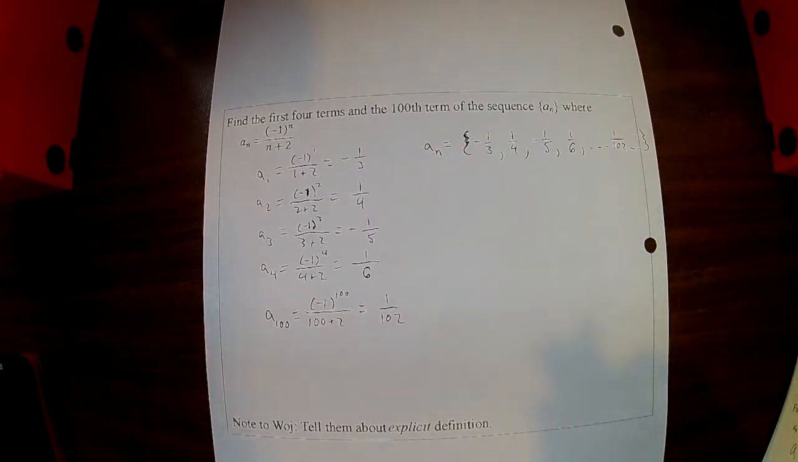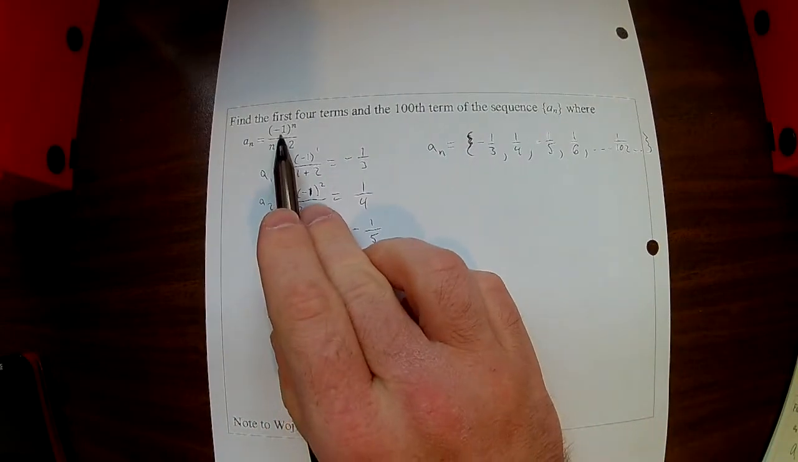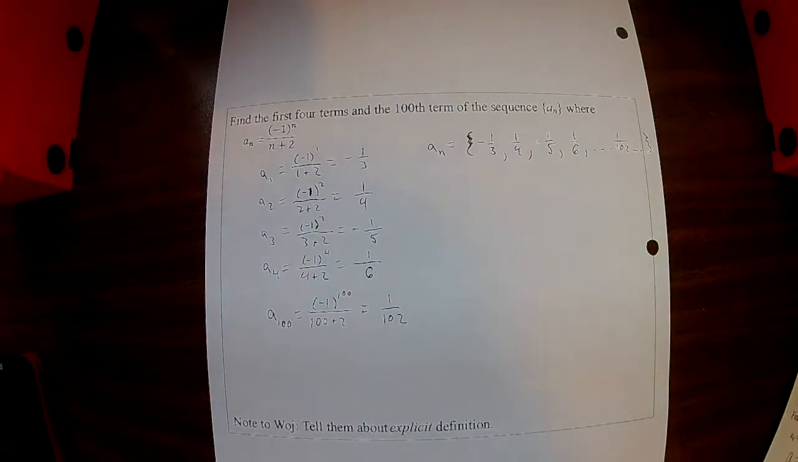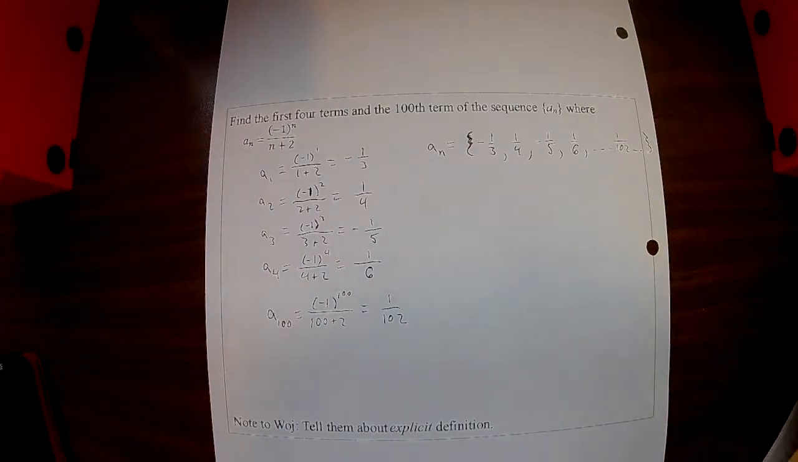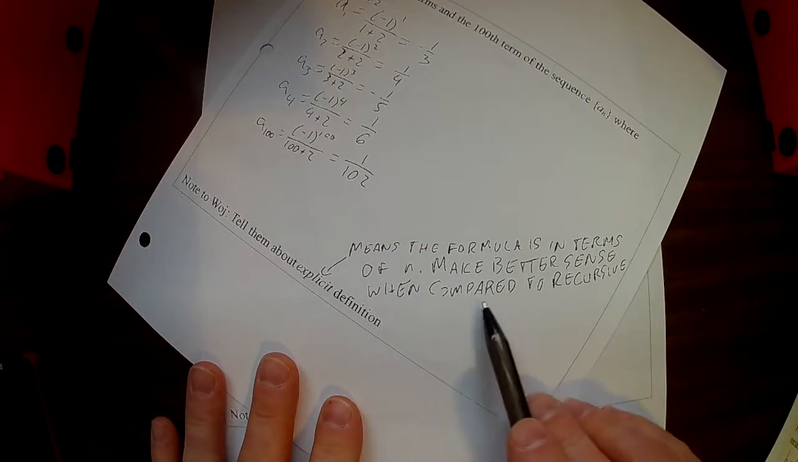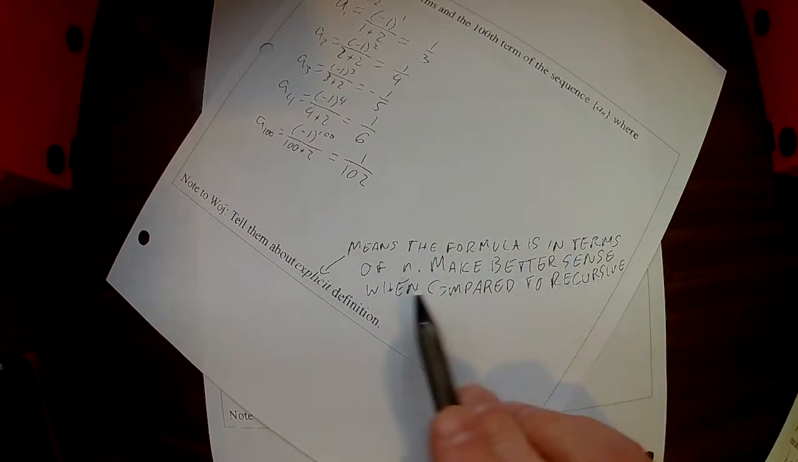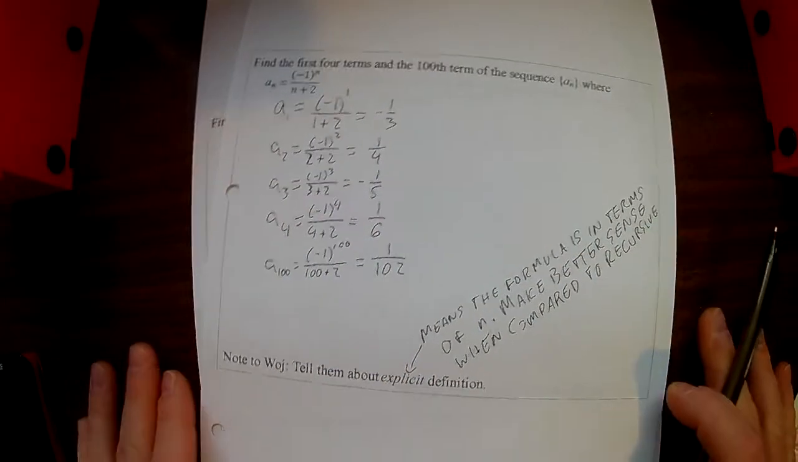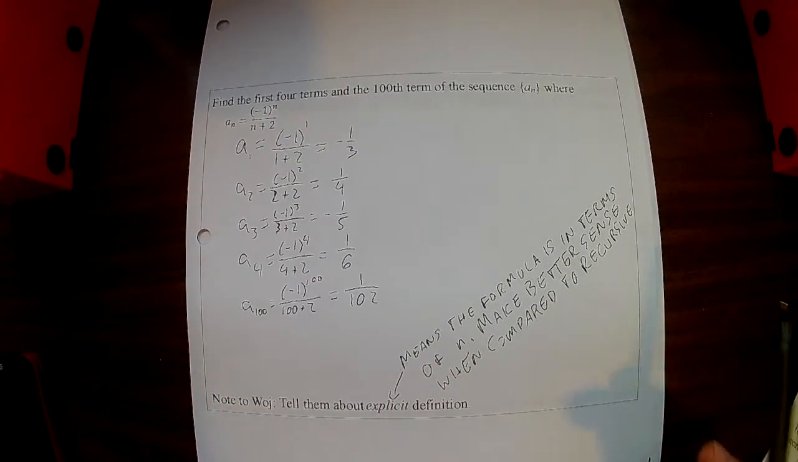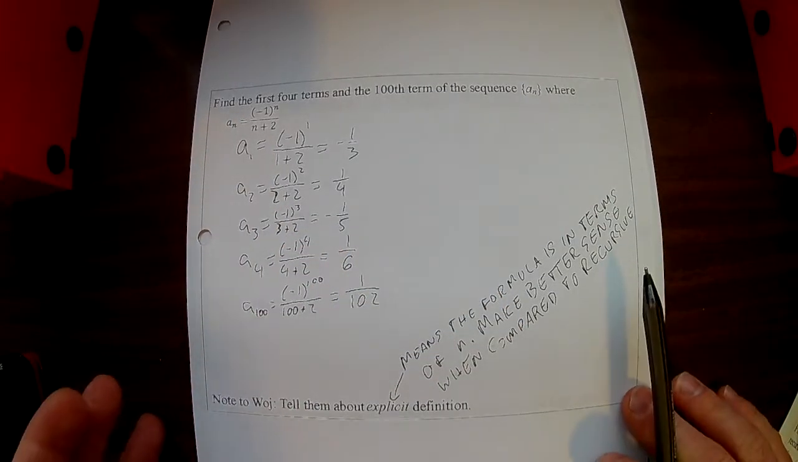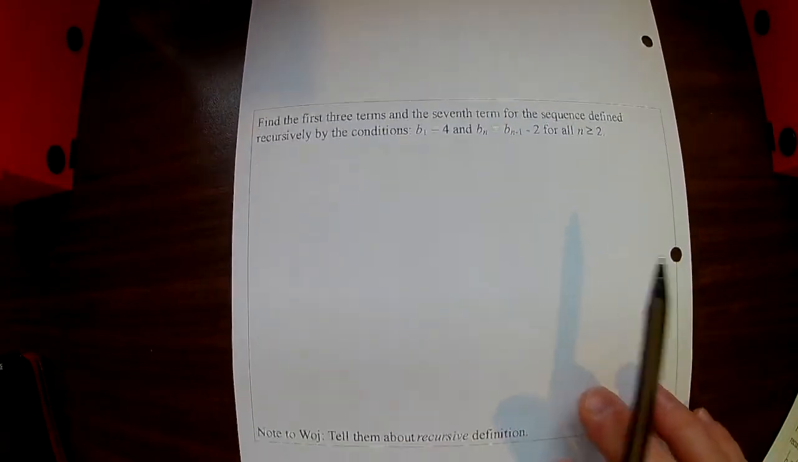So it goes on forever and ever, and if you want to write out the nth term, you can actually just take this expression and put it as the nth term. But I ran out of space over here, so I'm not going to do that. An explicit definition means the formula is in terms of n. So you might be looking at this and wonder, how the heck does it not be in terms of n? I'll show you that in a little bit, but this is an explicit definition of a sequence. All right, cool? Let's move on forward.